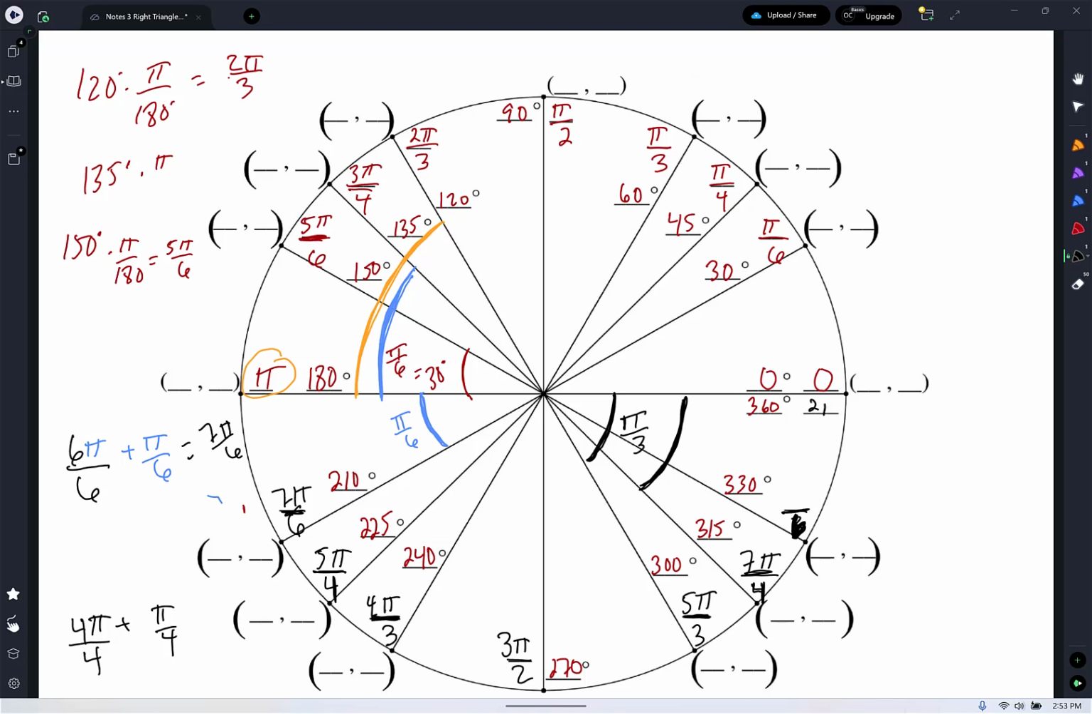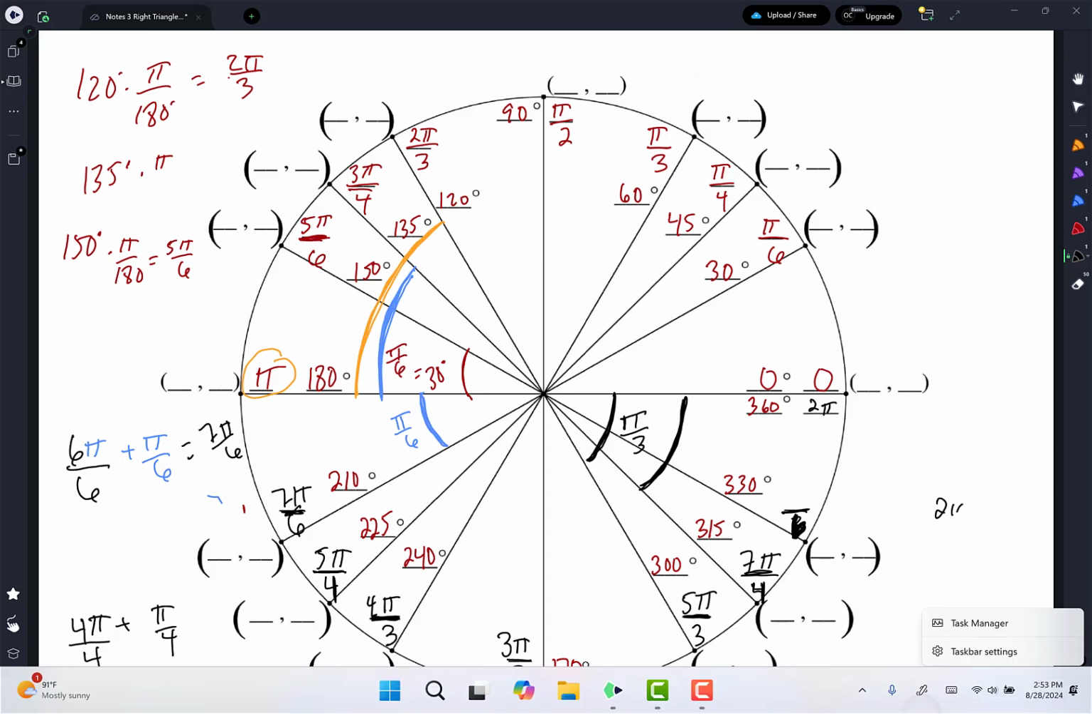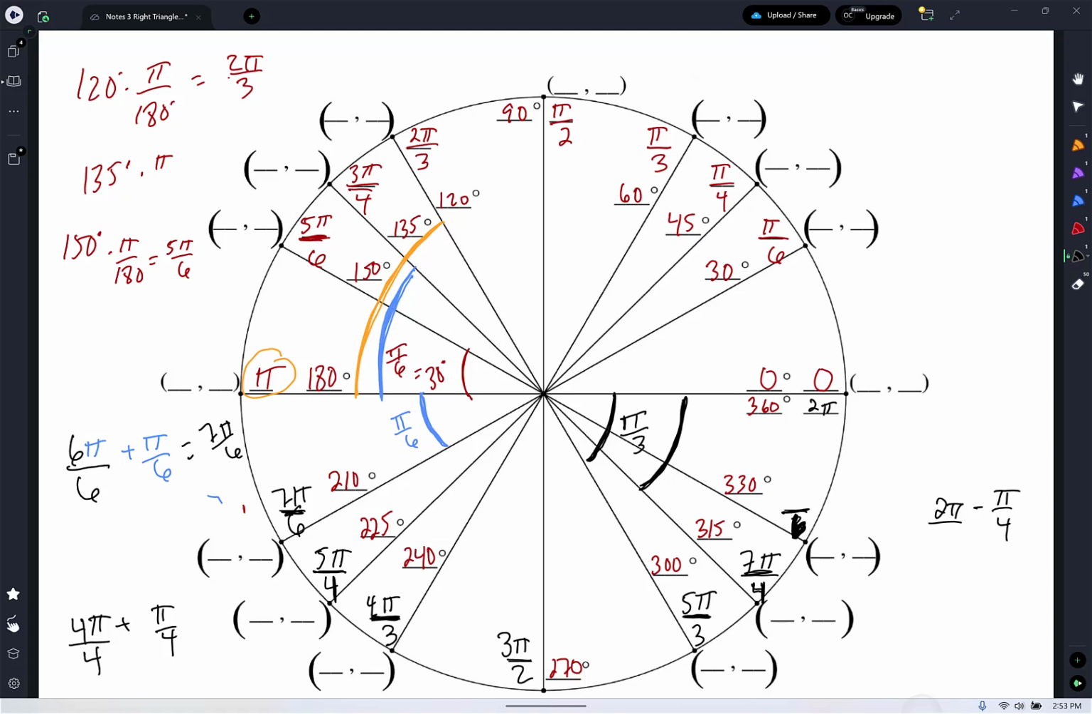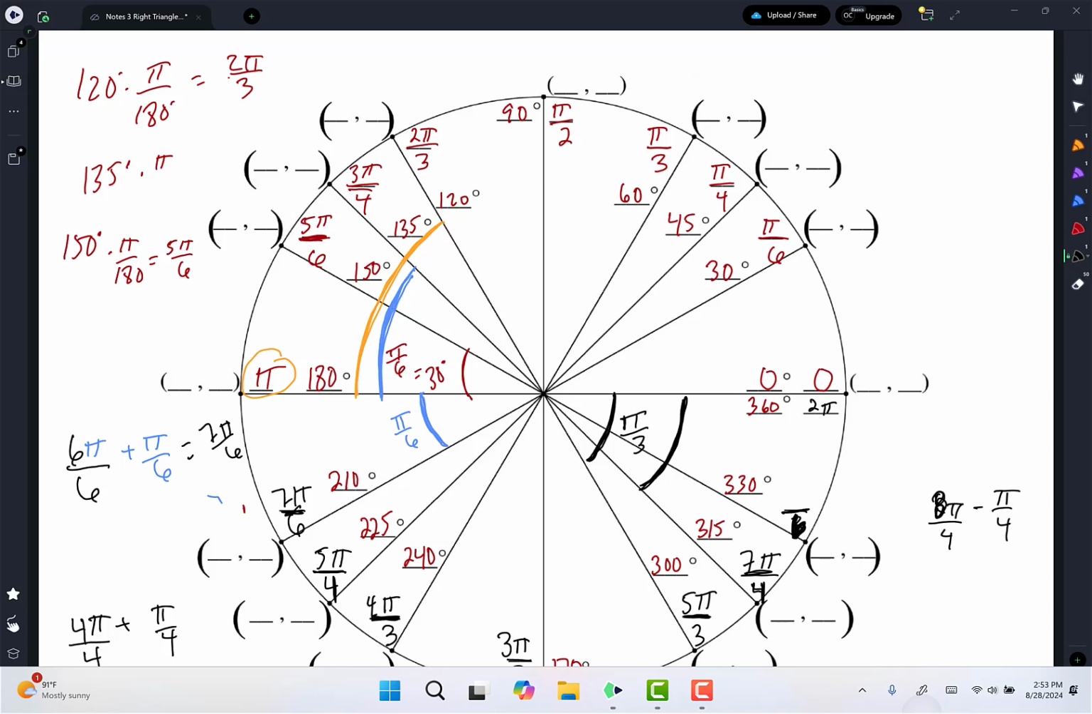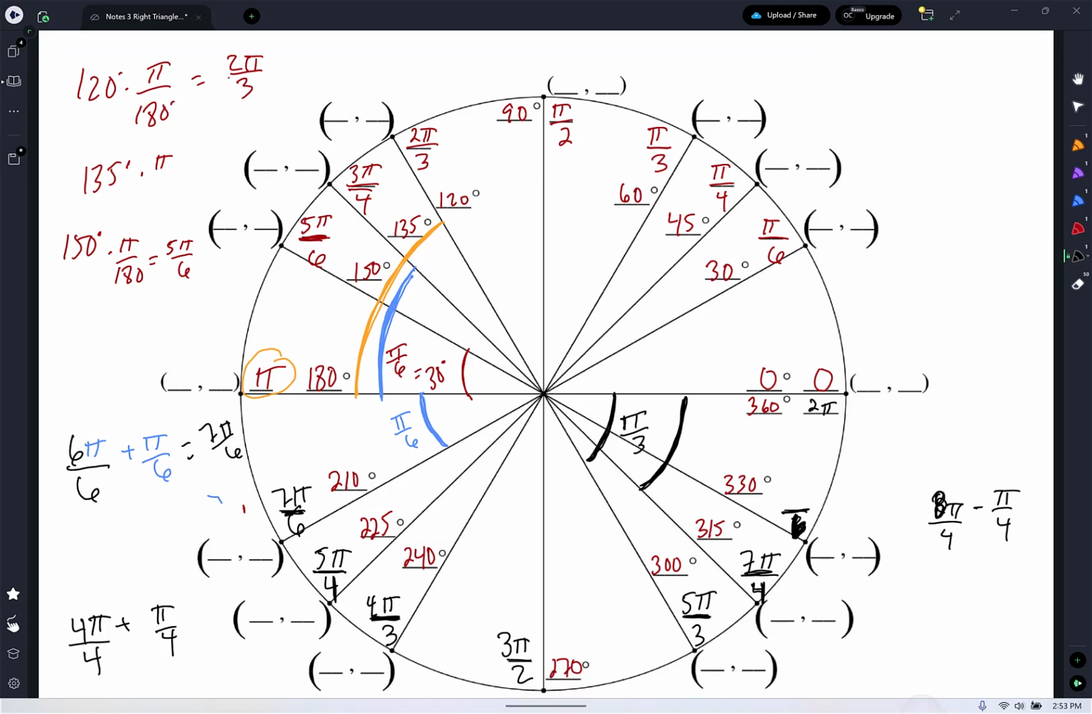I know this is 2 pi, 1 revolution, right? So what I'm really doing is 2 pi, and I'm subtracting my reference angle, pi over 4. In my head, I'm doing a common denominator. You see how that's a 4? I need a 4 in the bottom. So I multiply by 4, and that's 8. See? So double the denominator and subtract 1. 8 pi over 4 minus pi over 4 is 7 pi over 4.